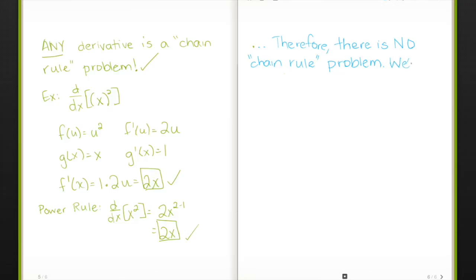In fact, we're just doing regular derivatives. We're just taking derivatives the same way we've been. We just now have a new process to help us tackle this function within a function idea.